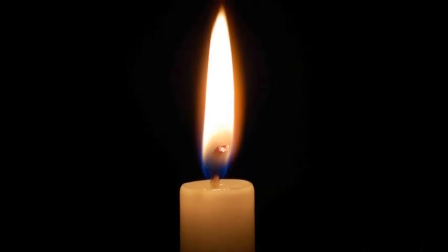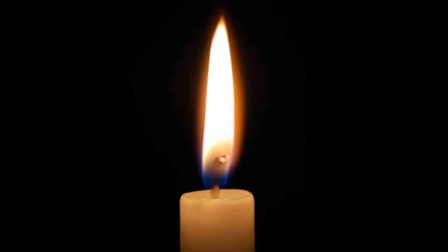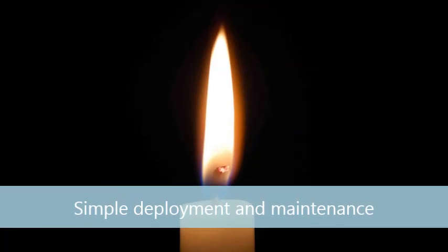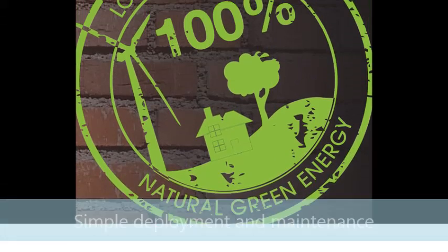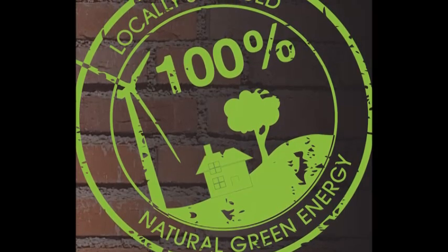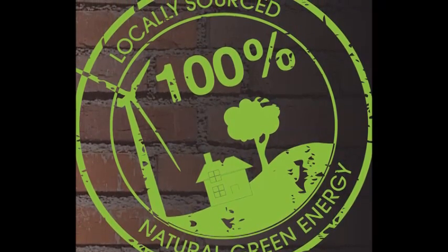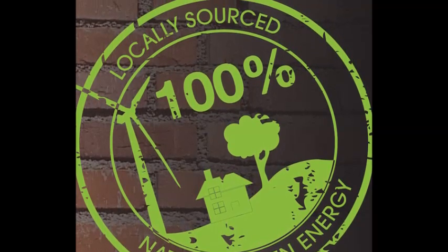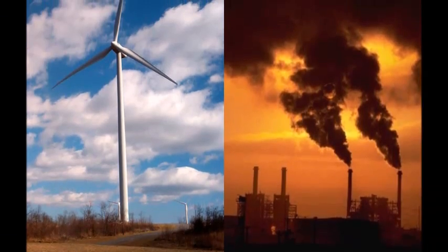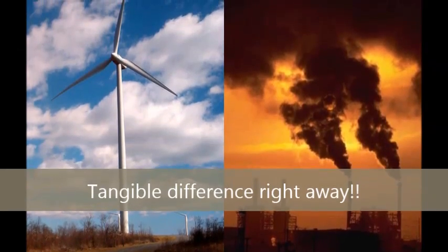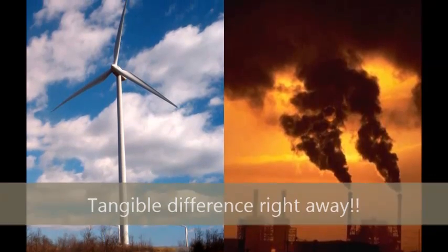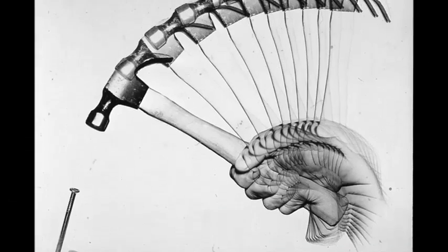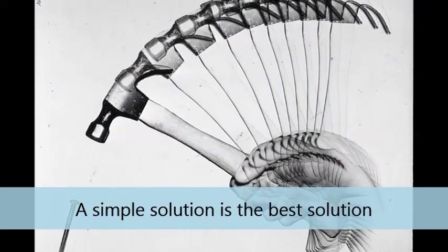In short, microutilities have all the benefits of home systems with a much simpler deployment and maintenance scheme. Instead of installing renewable energy systems at every home, a business is started to encapsulate the renewable energy system. By using the microutility electrification model, a tangible difference can be made in South Africa right away. As the famous Occam's Razor states, a simple solution is usually the best solution.